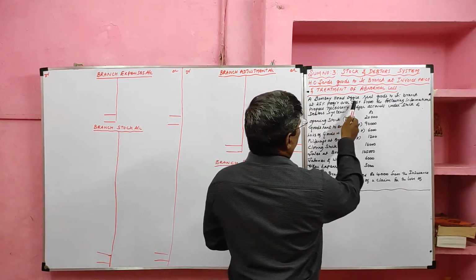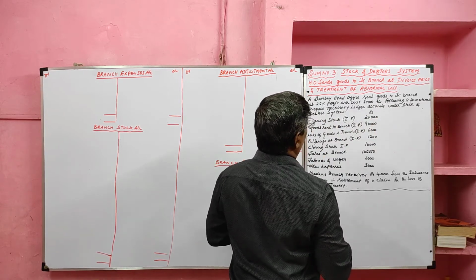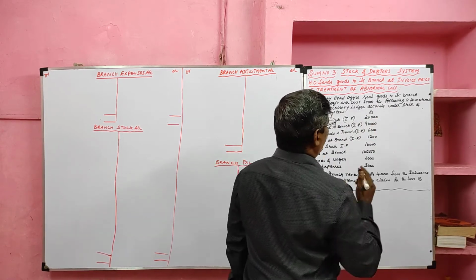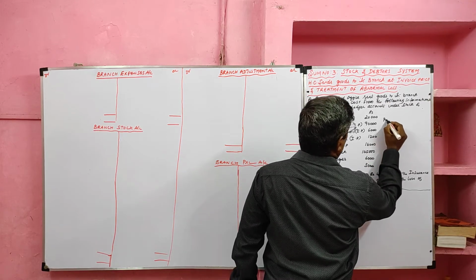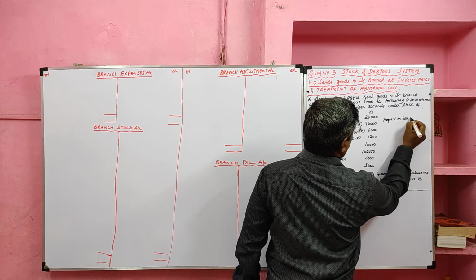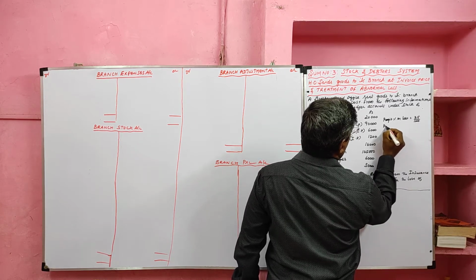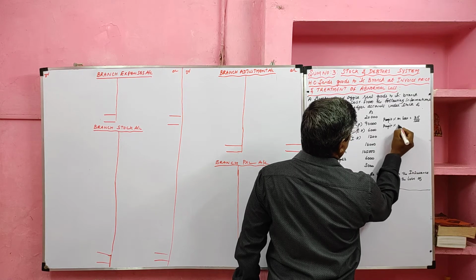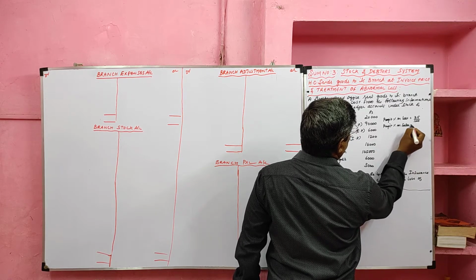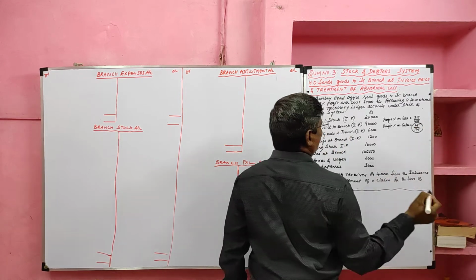A Bombay head office sends goods to its branch at 25% profit over the cost. So profit percentage on cost is given, that is 25 by 100. So we have to find profit percentage on sales, that is 25 by 125. This we can use for taking the stock reserve.